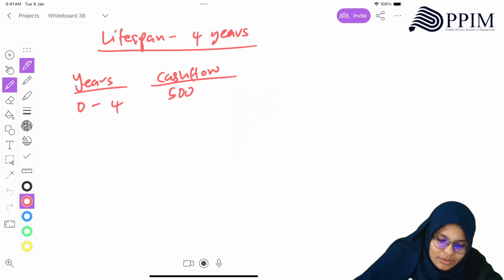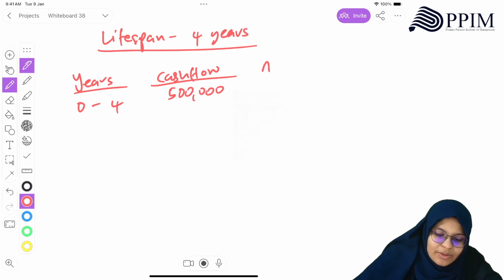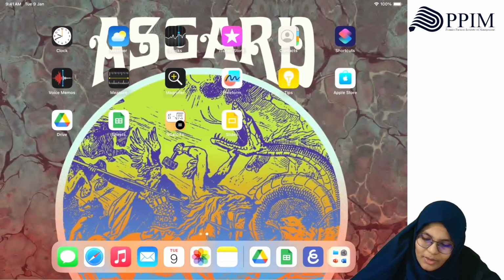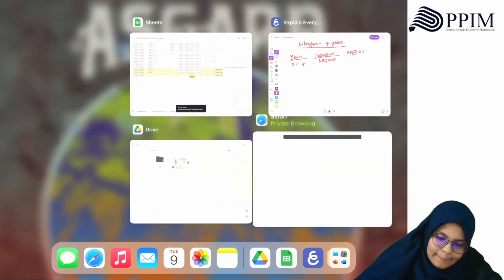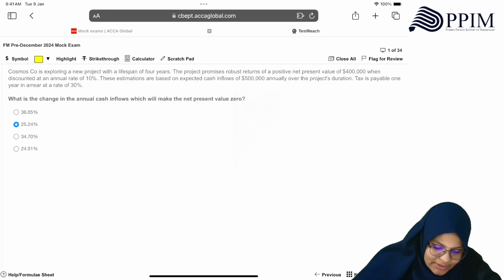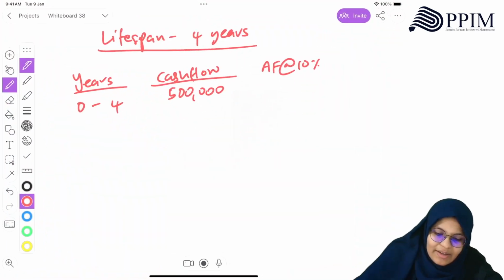So that will be 500,000. Now I need to discount this. Now clearly this is an annuity, so I need to take the annuity factor at 10% for 4 years. Okay, so I will go to the annuity tables. So 10%, how do I know it's 10%? They told me it's discounted at an annual rate of 10%. So that's why I know it's 10%. So if you look at the 10% 4-year figure, it is 3.170. Okay, so that is the annuity factor that I will use. 3.170. That will give me the present value.